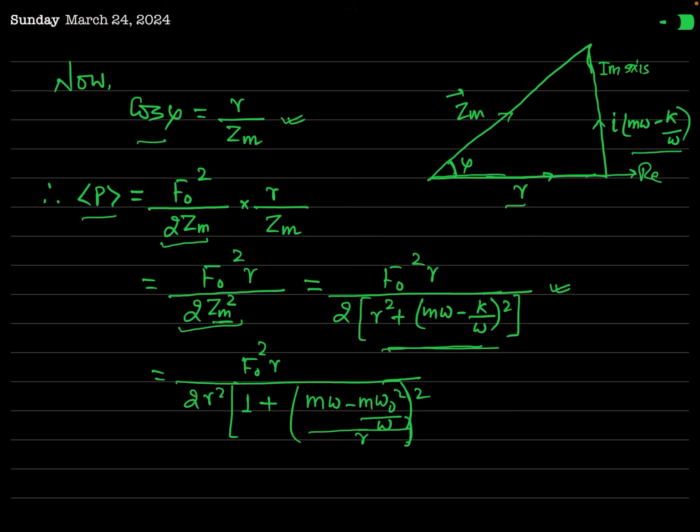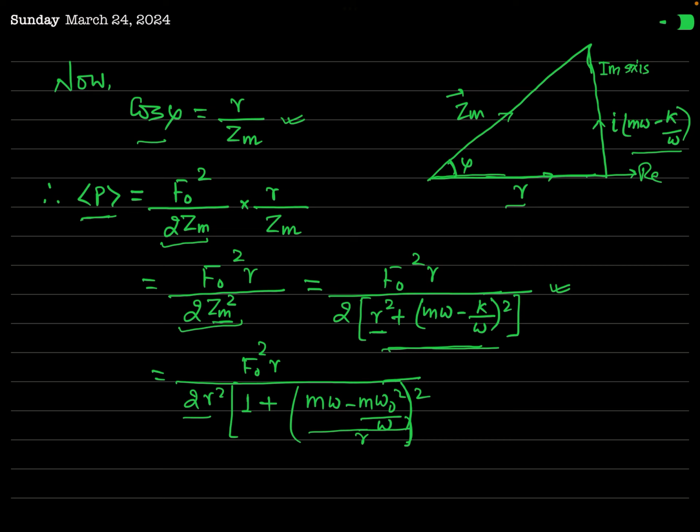Now let us simplify this expression, particularly the right hand side of this equation, a little bit, so that you will be able to express this power in terms of the maximum power extracted by the oscillator. For this, let us take R square as a common factor in the denominator.